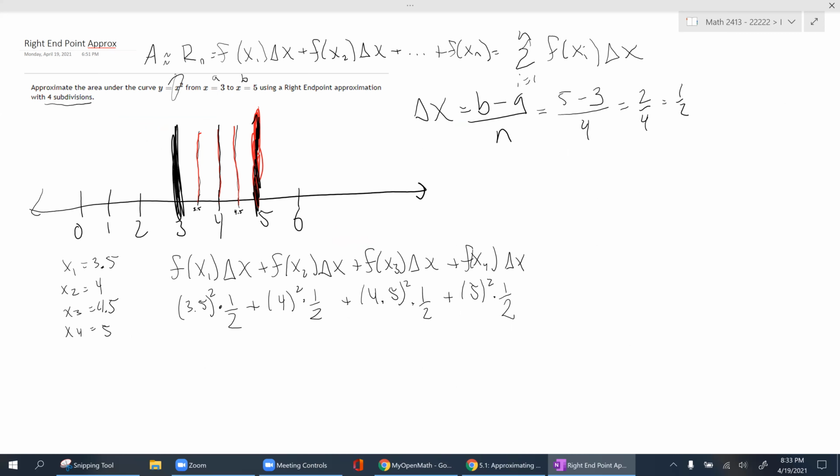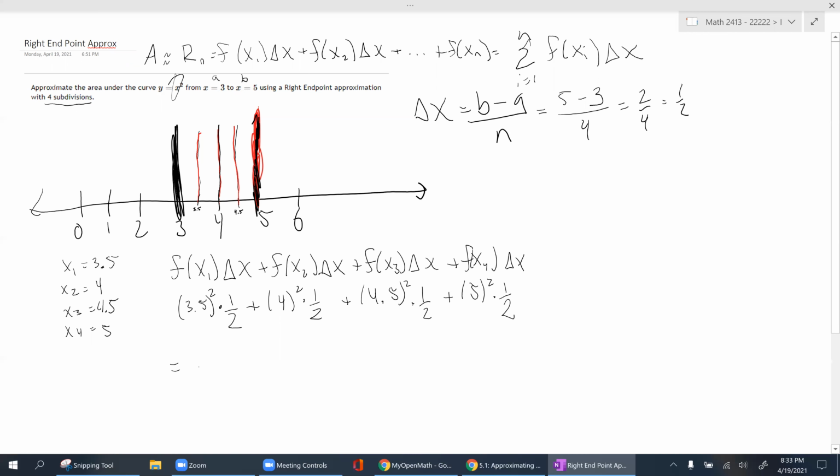Okay, let's see what this ends up giving me. All right. 3.5 squared. Oh, sorry. Let's go ahead and plug all this in.